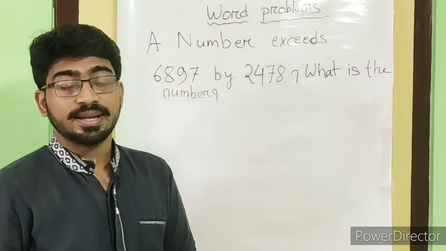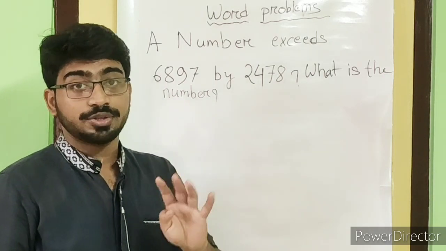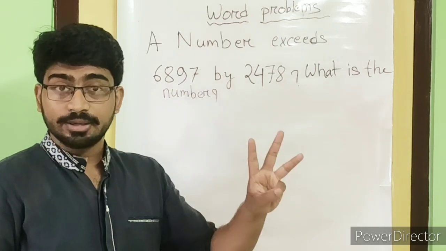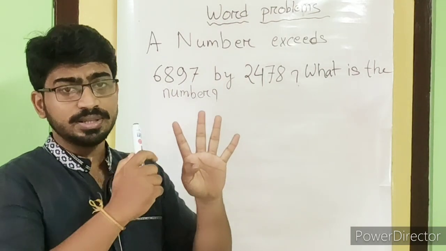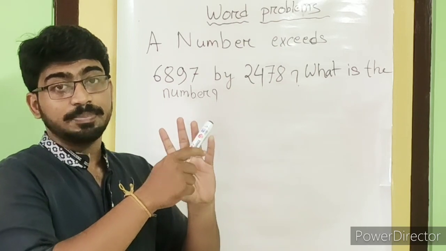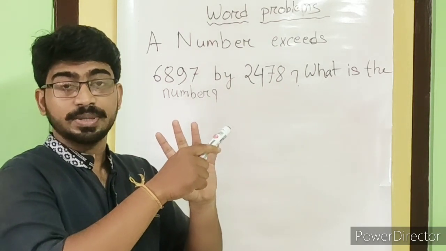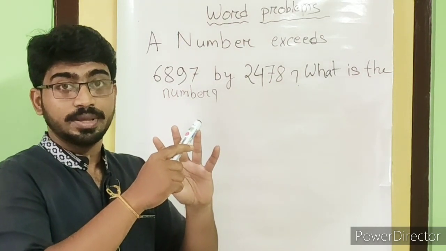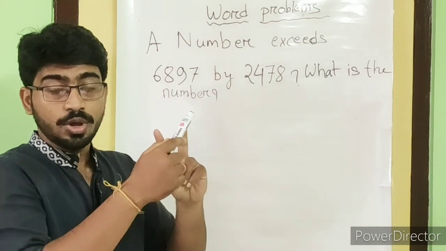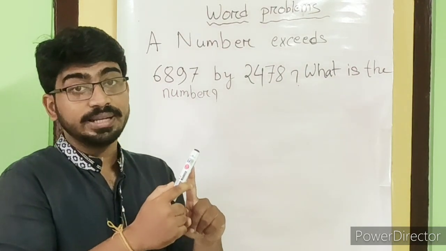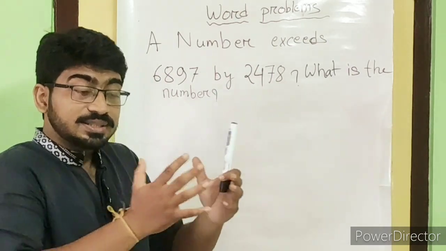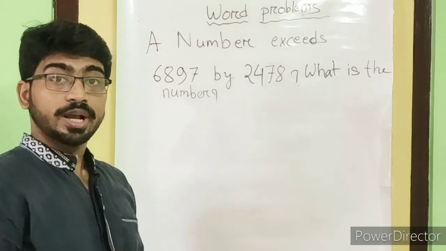In my previous classes I have discussed four stages of word problems. Number one is information, second is clue, third is calculation, and fourth is result declaration. The last two stages depend upon the first two. The result declaration depends upon the calculation, and the calculation depends upon the clue and the information. So we need to find the information first. Let's check out what is the clue and what is the information.